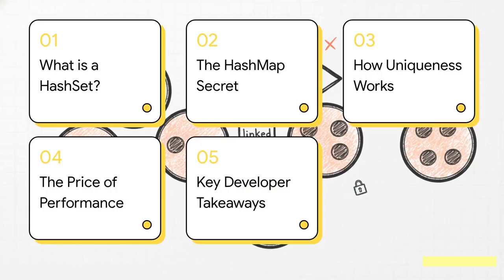All right, here's our game plan. First, we'll cover the basics, what a hash set promises to do. Then, we get to the good part. We'll reveal its biggest secret, which, spoiler alert, involves another collection you definitely know. After that, we'll dig into how it actually keeps everything unique, look at the performance trade-offs, because there's always a trade-off, and then wrap it all up with the key takeaways you'll actually use.